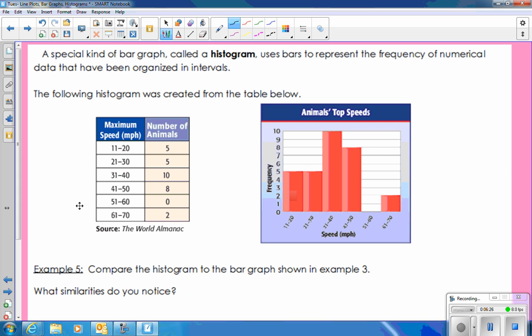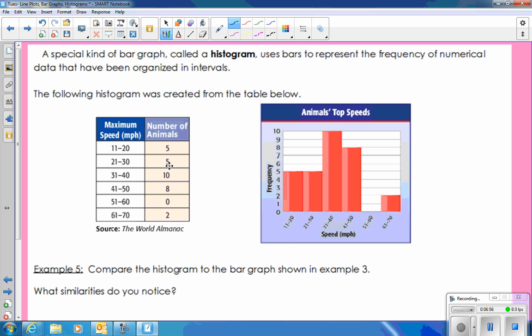A special kind of bar graph called a histogram uses bars to represent the frequency of numerical data that have been organized in intervals. So this histogram was created from this table. What this allows you to do is see a range of data grouped together and how often something appeared in that range. For instance, if we're looking at animals' top speeds, animals that ran from 11 to 20 miles per hour, there were 5 of them.